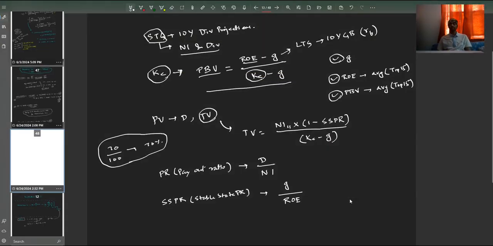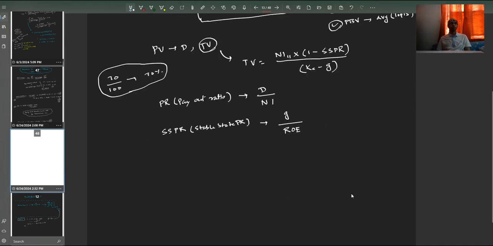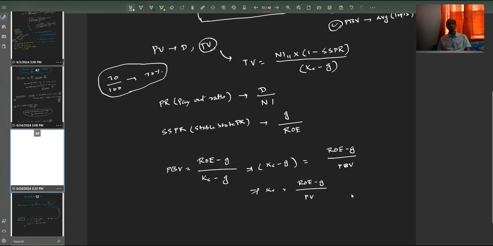Now friends, to find out the cost of equity, we have to rearrange this equation. So price to book value is equal to return on equity minus long-term growth rate divided by cost of equity minus long-term growth rate. We just need to rearrange this. So cost of equity minus G is equal to ROE minus G by price to book value. This implies cost of equity is equal to ROE minus G by price to book value plus G, right? This is our needed expression.